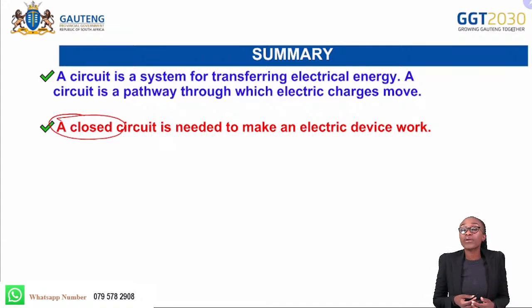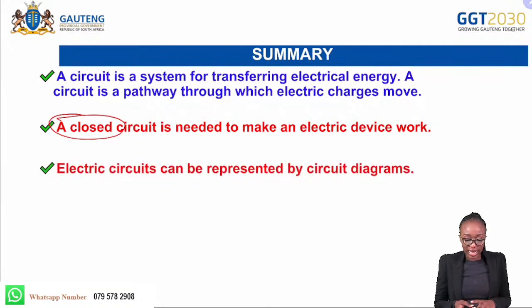If you've got a much simpler device like a handheld torch, you need to put the batteries inside the torch and then switch it on by pressing the switch. Then you have your torch on. So it has to be closed. The circuit has to be closed to make the device work.